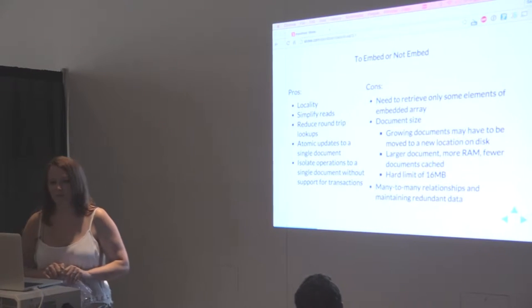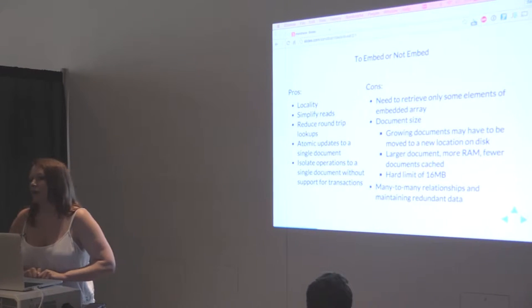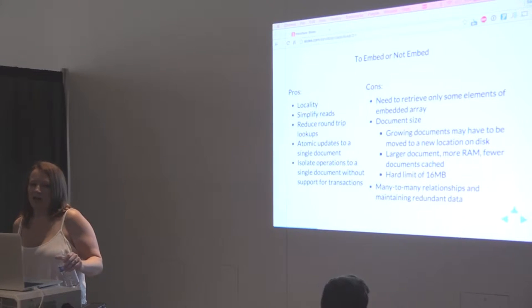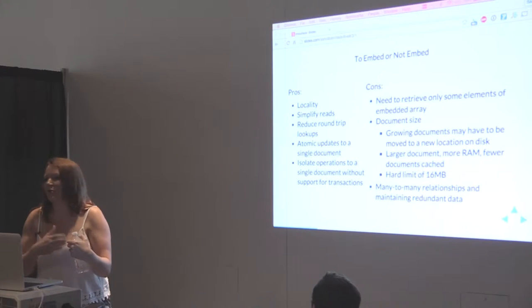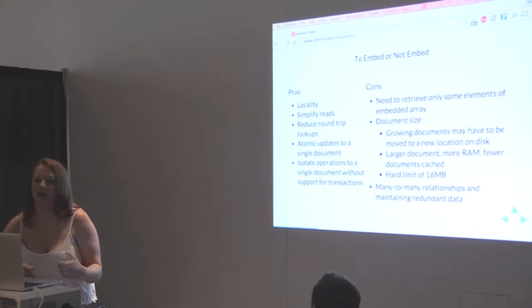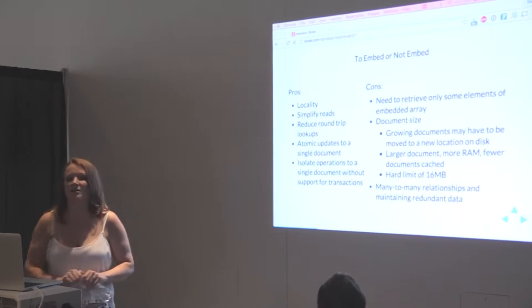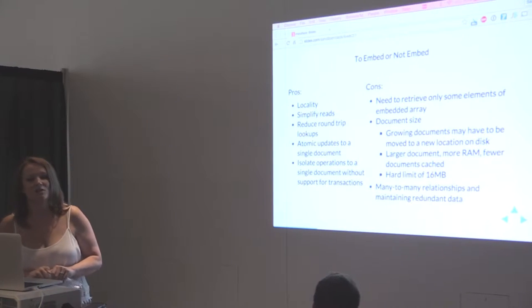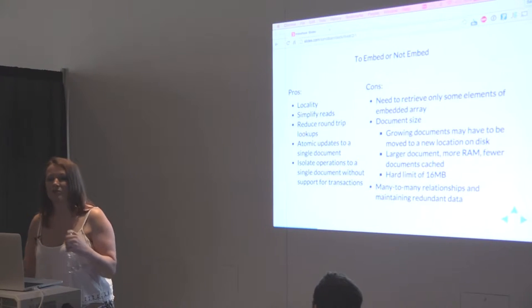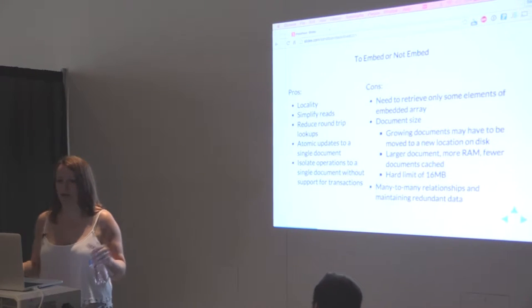Some of the pros for embedding: you've got locality. In Mongo, the document is stored in one place on disk, so you're never more than one seek away from reading your data if you embed it, and you get the full set. It simplifies the read, so you can just look it up by ID. You don't have to find and then populate your related data. You reduce the round trips to the database, and Mongo doesn't support transactions, so you're updating a single document, and users aren't getting dirty reads if you don't have to isolate those operations.